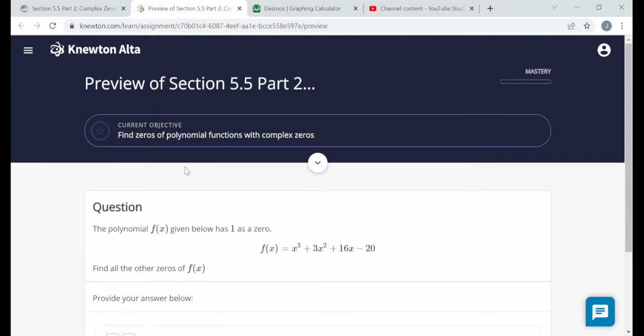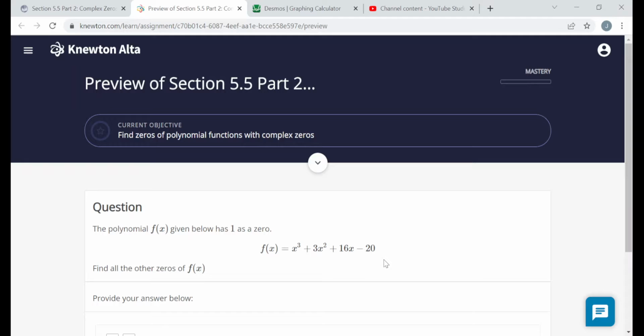Alright, so the only objective here is find zeros of polynomial functions with complex zeros. Now remember, every number is complex: the real numbers, the imaginary numbers, any combination of those two, real plus imaginary. So basically we're given a polynomial and asked to find what complex numbers, real, imaginary, or a combination of the two, I can plug in for x, or whatever the variable is, and get an output of 0.